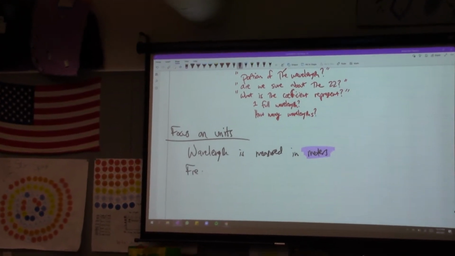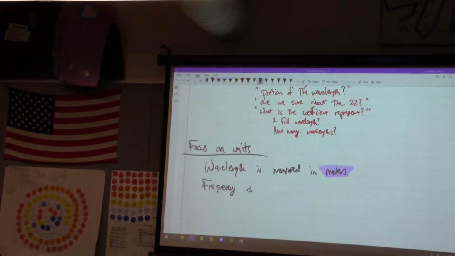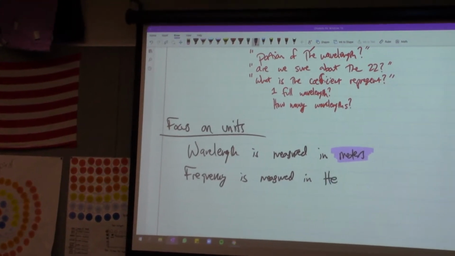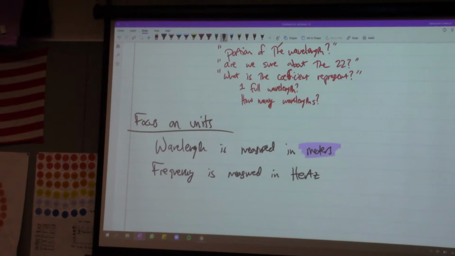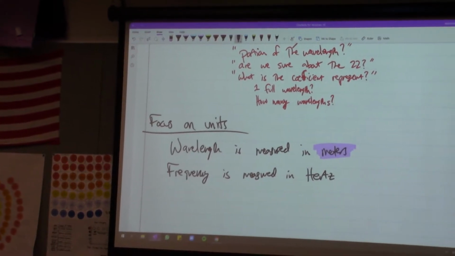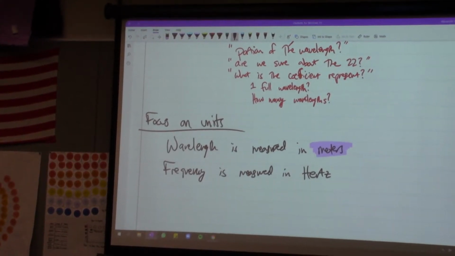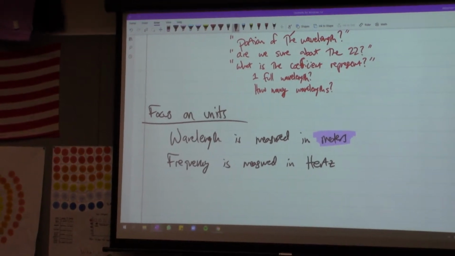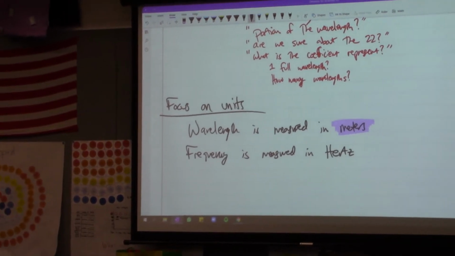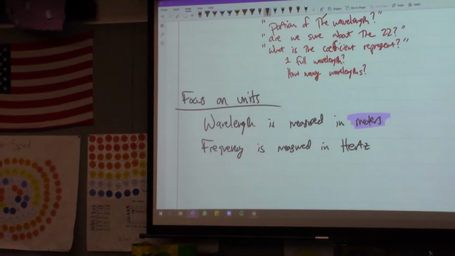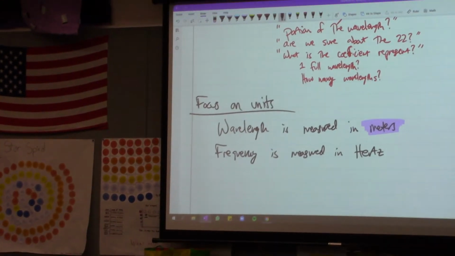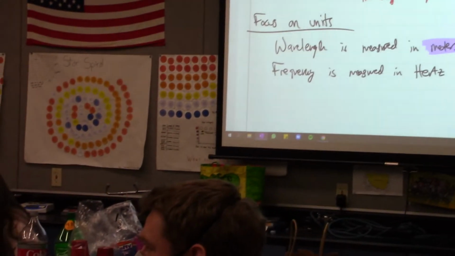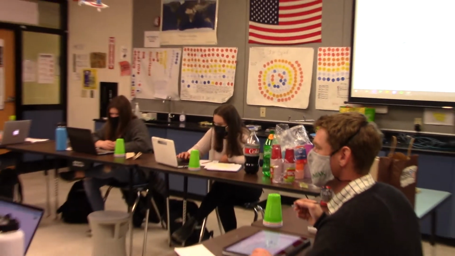Frequency. And hertz. But hertz isn't a standard unit. I remember we're always talking about using standard units. What is a hertz? I think it would be number 1 in 15.1.